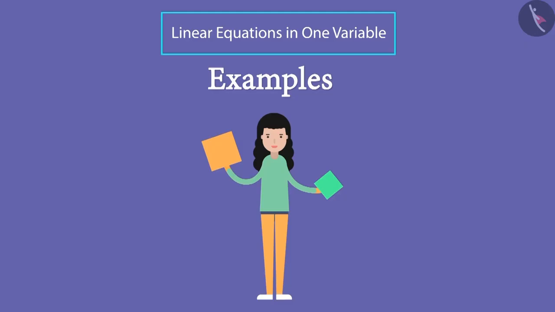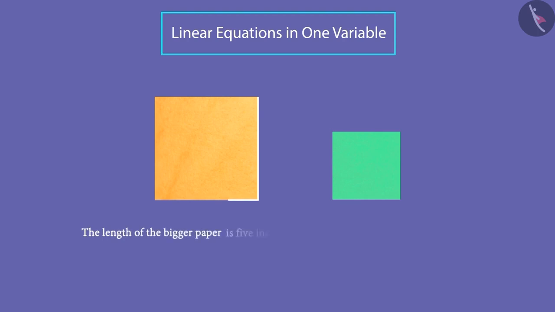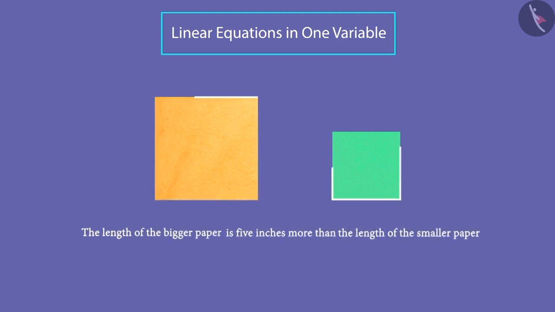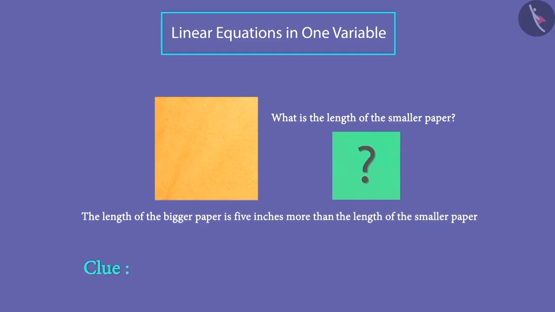Let's understand this with the help of an example. Rani has been given two square chart papers. The length of the bigger paper is 5 inches more than that of the smaller paper. She has to find the length of the smaller paper. The clue has been given to her. The clue is that the perimeter of the bigger paper is 4/3 times the perimeter of the smaller paper. Let's find out the answer.